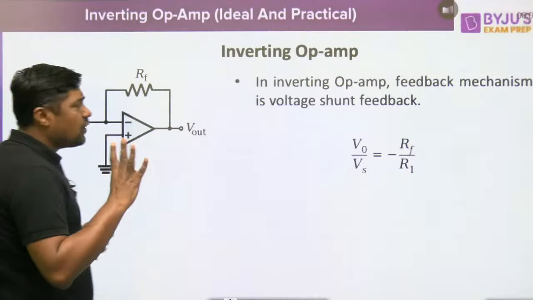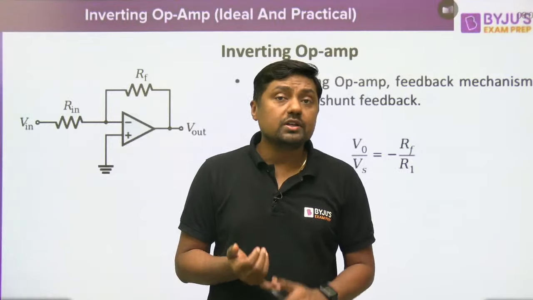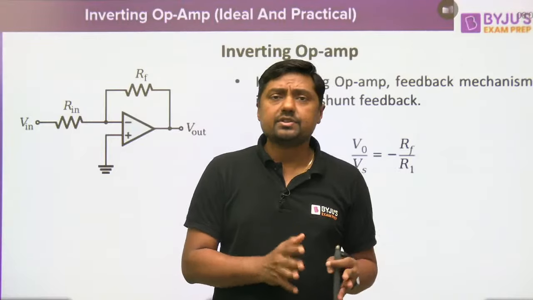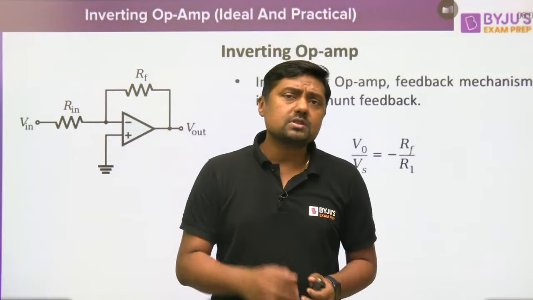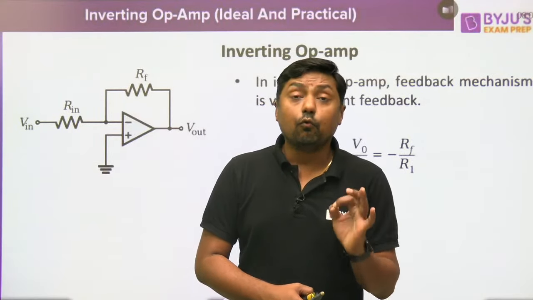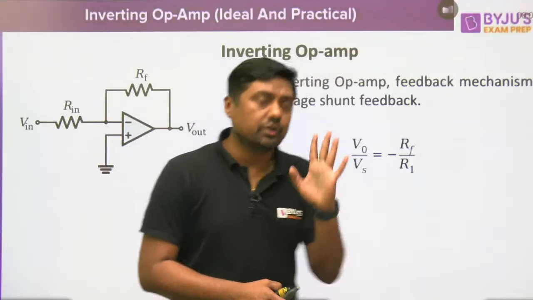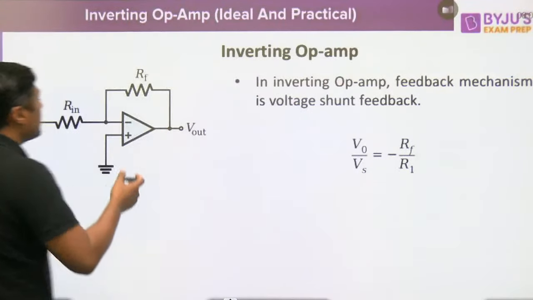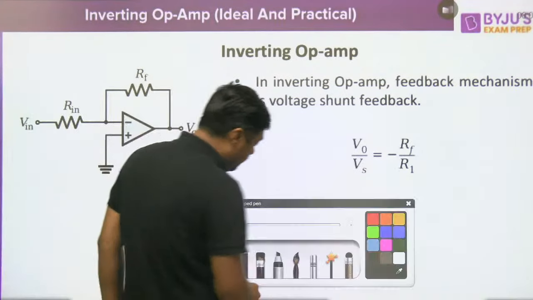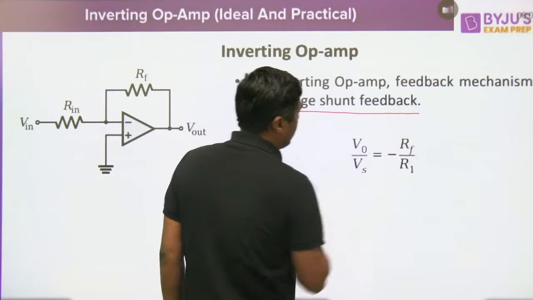There are four types of feedback mechanism: voltage series feedback, voltage shunt feedback, current series feedback, and current shunt feedback. In case of operational amplifier we have two types of feedback, voltage series and voltage shunt. In both cases we are sampling the voltage. Here the feedback is connected at the node, and that is the case of voltage shunt feedback. So remember this: in the inverting operational amplifier, there is a voltage shunt feedback.